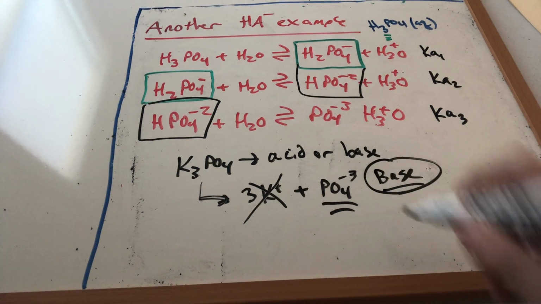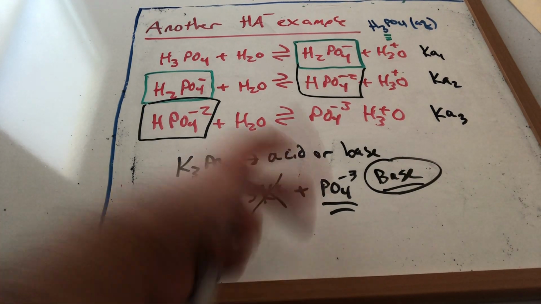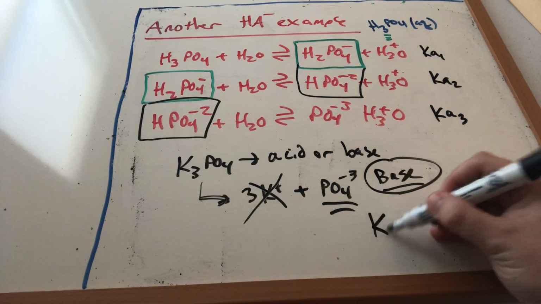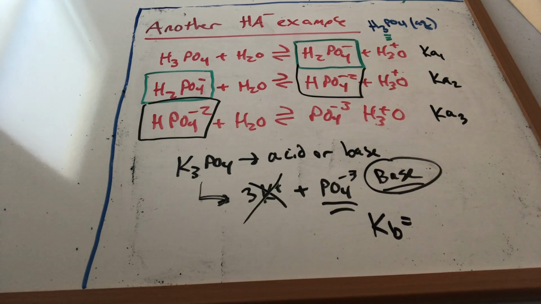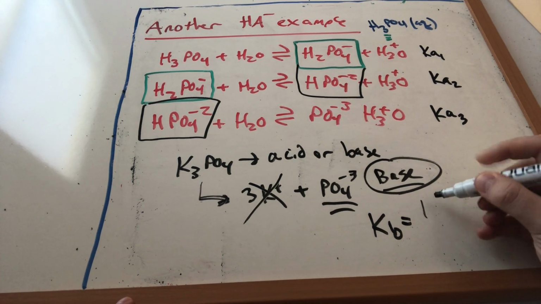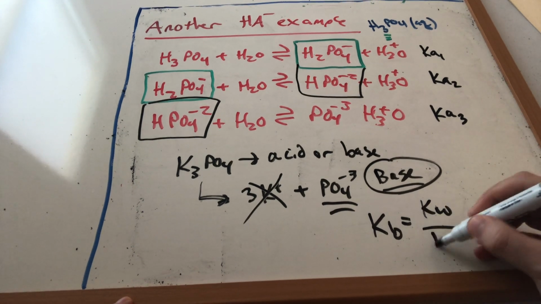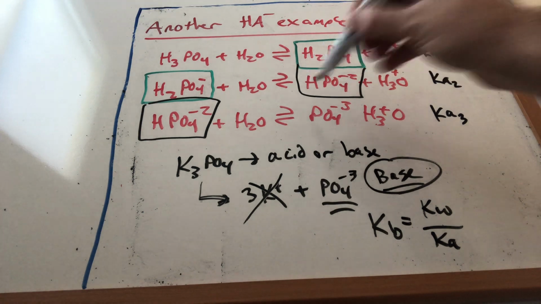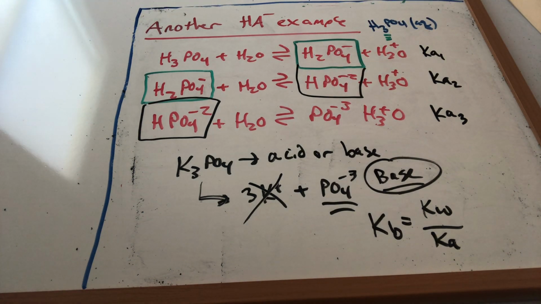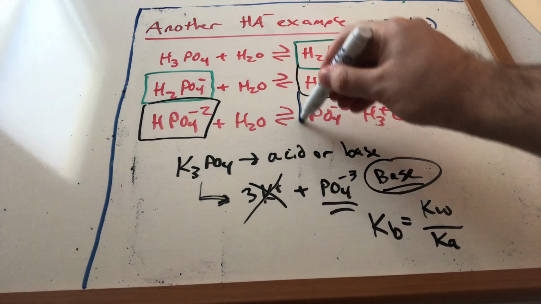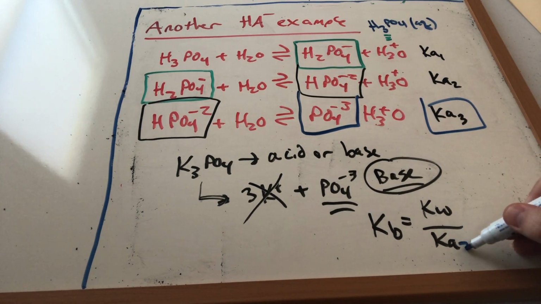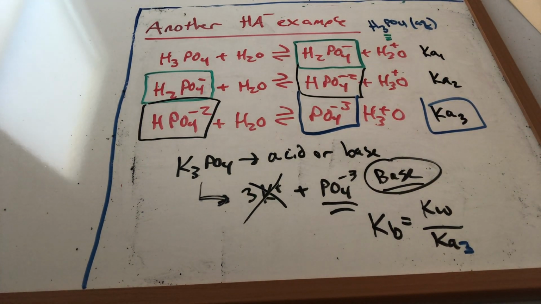We do not have to do a Ka versus Kb check, because it doesn't have an H to give up. You know it's a base. How would you calculate its Kb? You would calculate its Kb by doing Kw over, which Ka from this set of expressions do we have? Where does it show up? All right. As a base, it shows up as a base in the Ka3 expression.